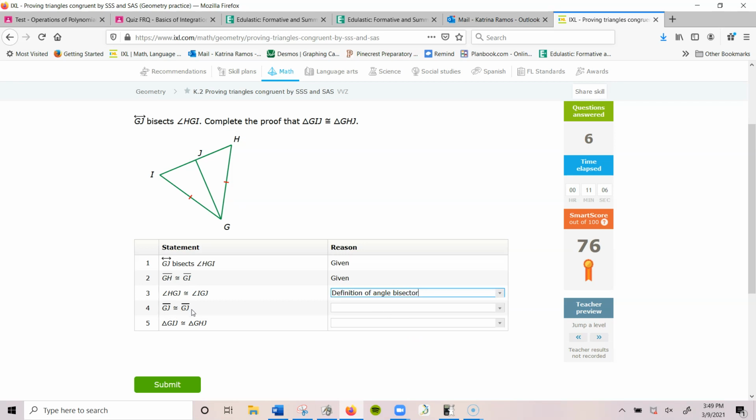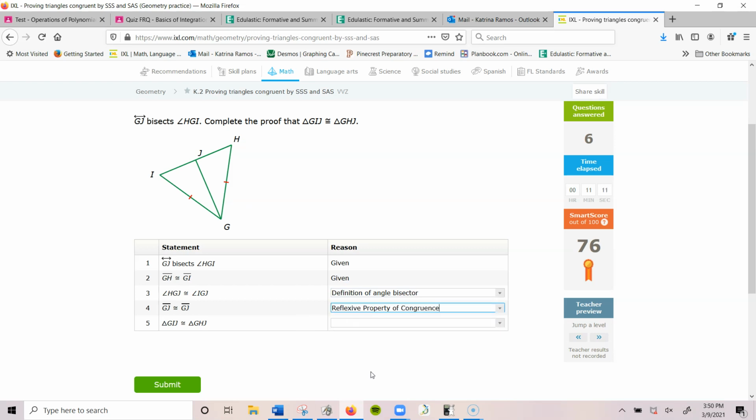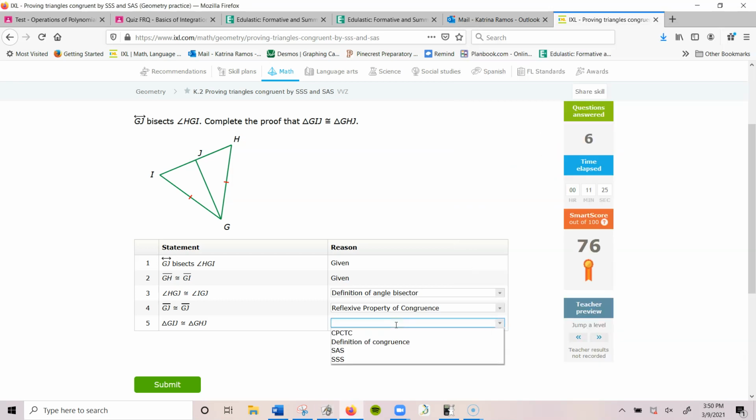GJ is congruent to itself, GJ, so that is the reflexive property of congruence. Now, if I look at my diagram, that's this right here, the JG, or GJ, you can see that in this one triangle we have side, angle, side, and side, angle, side. So that's why those two triangles are congruent, by side-angle-side.